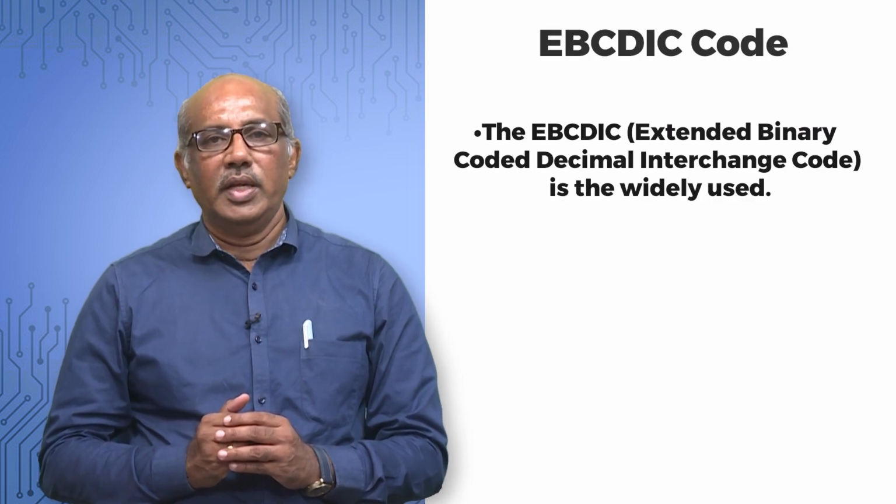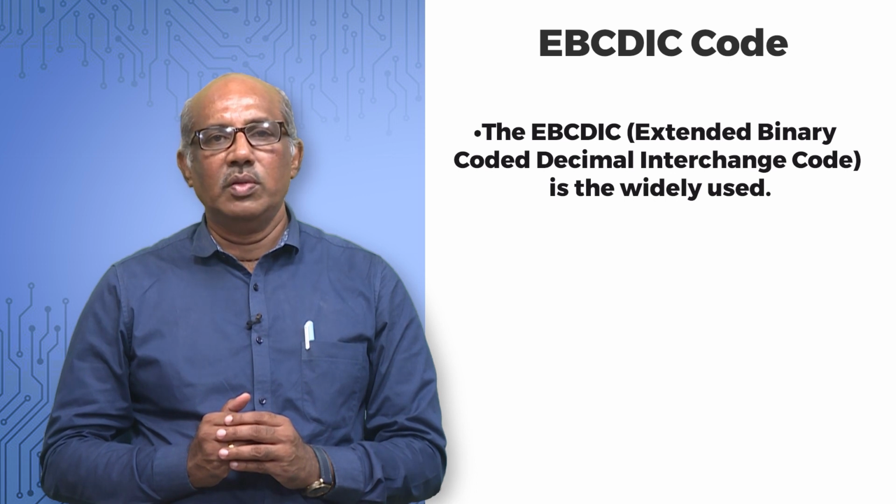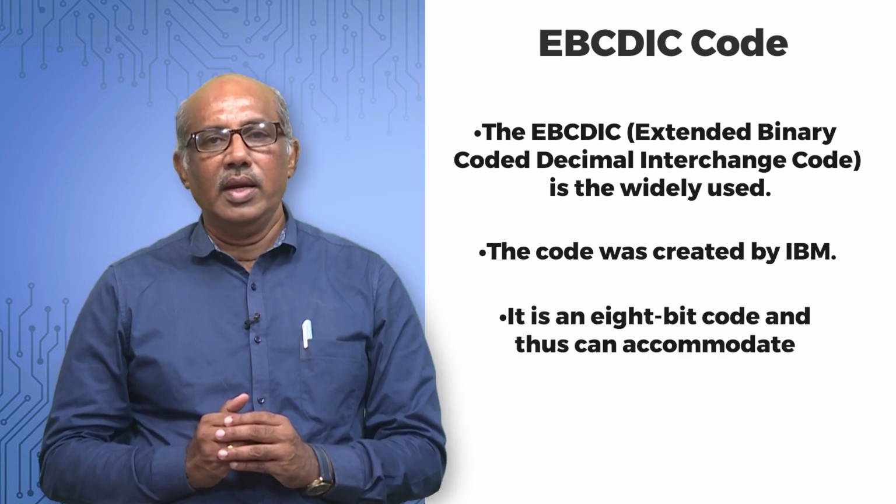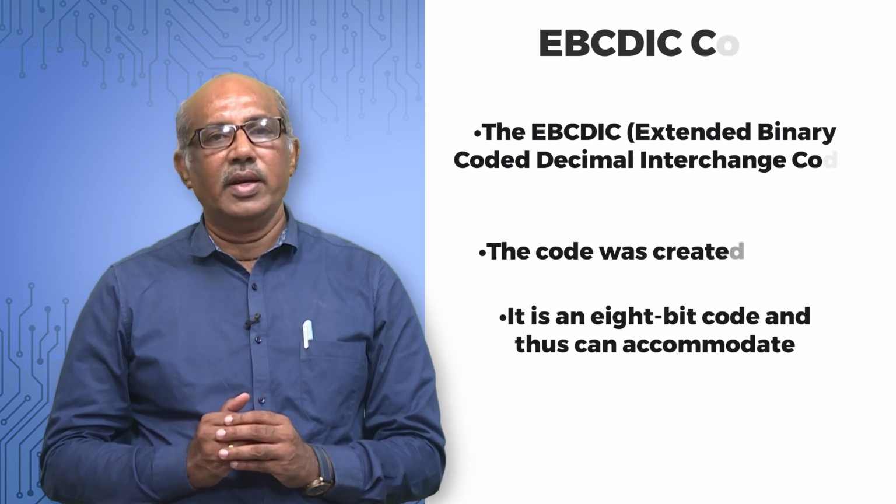Now, we come to the next alphanumeric code, that is known as the EBCDIC code. The EBCDIC, that is Extended Binary Coded Decimal Interchange Code, is a widely used code. The code was created by IBM. It is an 8-bit code and thus can accommodate up to 256 characters.